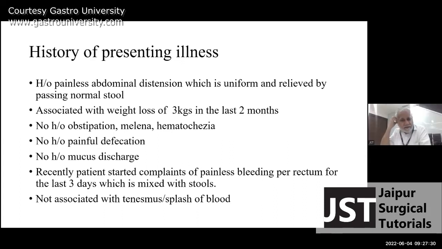Recently, the patient started to complain of painless bleeding per rectum for the last 3 days, which is mixed with stools. This indicates carcinoma, sir. Not associated with tenesmus or splash of blood. As sir said, it is to rule out hemorrhoidal bleed. So what is tenesmus?